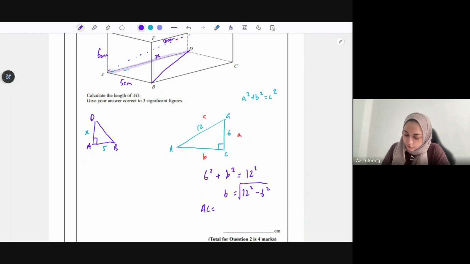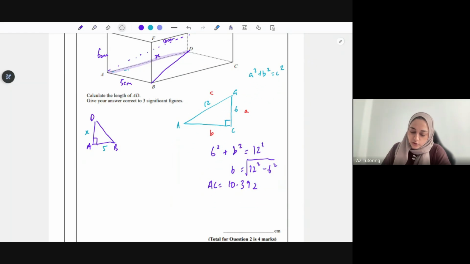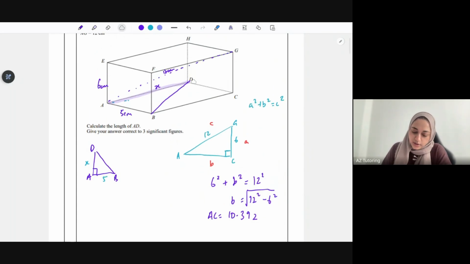You get 10.392. I'll do it to 3 decimal places just so I don't get any rounding errors. Okay, so I found AC. Now we're going to use that AC to help us. So we can't use what we originally said in the beginning because we've just found AC.